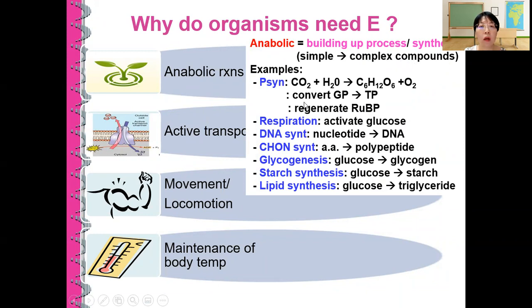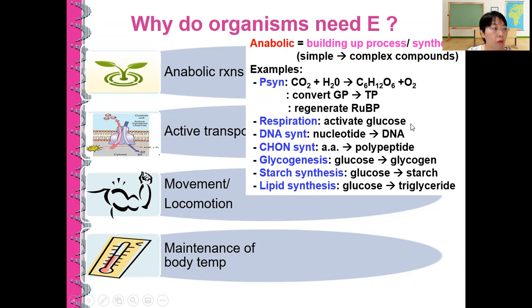Now, there are two more reactions here, which I will not touch on until you learn photosynthesis. So we skip these two first. Once you learn photosynthesis, you will know the meaning of these two, okay? Other examples of anabolic reactions are all the building up processes. Now, for respiration, there's one step that needs ATP: we need to activate the glucose with ATP before respiration can occur.